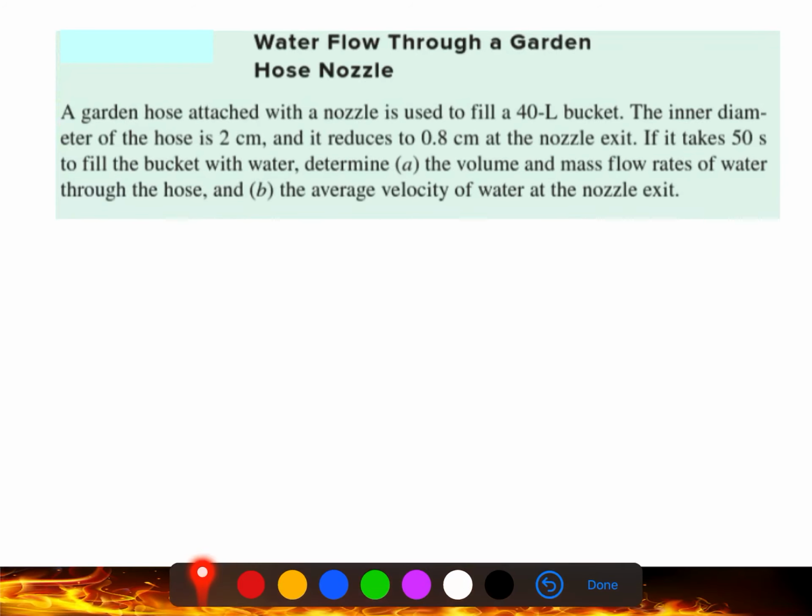We're going to solve this problem now. This is a garden hose attached with a nozzle used to fill a 40-liter bucket. The inner diameter of the hose is 2 centimeter and it reduces to 0.8 centimeter at the nozzle exit.